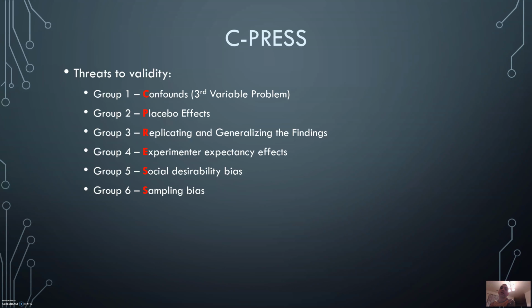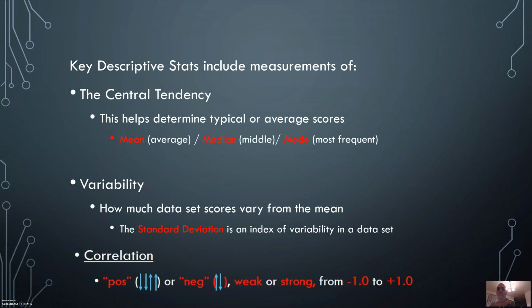So the first is CPRESS. CPRESS is a mnemonic that you can use to help you remember the threats to stability. C stands for compounds, P stands for placebo, R stands for replicating, E stands for experimenter expectancy, S stands for social desirability, and S stands for sampling bias. So just something to help you jog your memory as you're studying for the test.